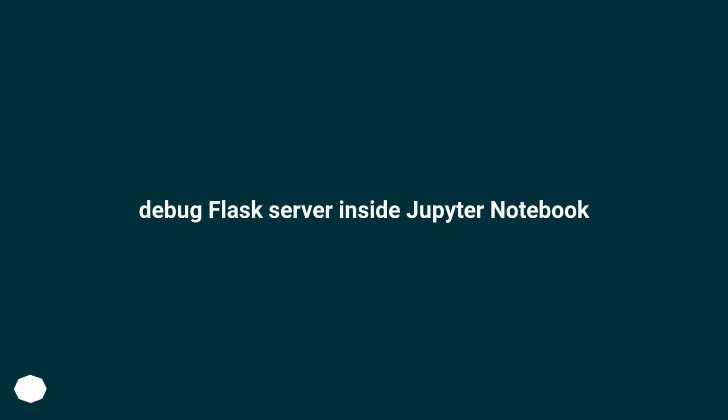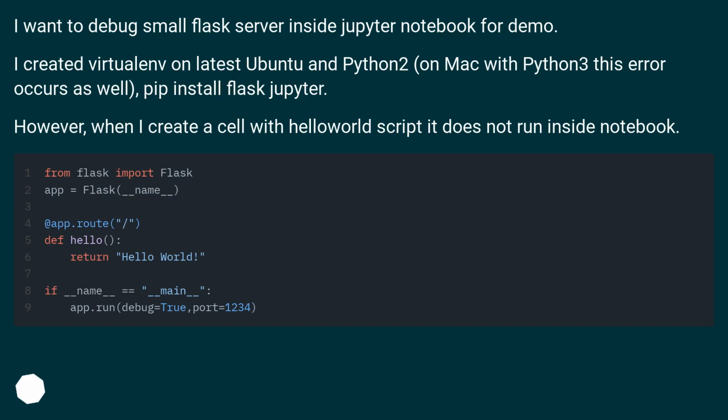Debug Flask server inside Jupyter Notebook. I want to debug a small Flask server inside Jupyter Notebook for a demo. I created a virtual env on the latest Ubuntu and Python 2. On Mac with Python 3 this error occurs as well. Pip install Flask Jupyter. However, when I create a cell with a Hello World script, it does not run inside the Notebook.